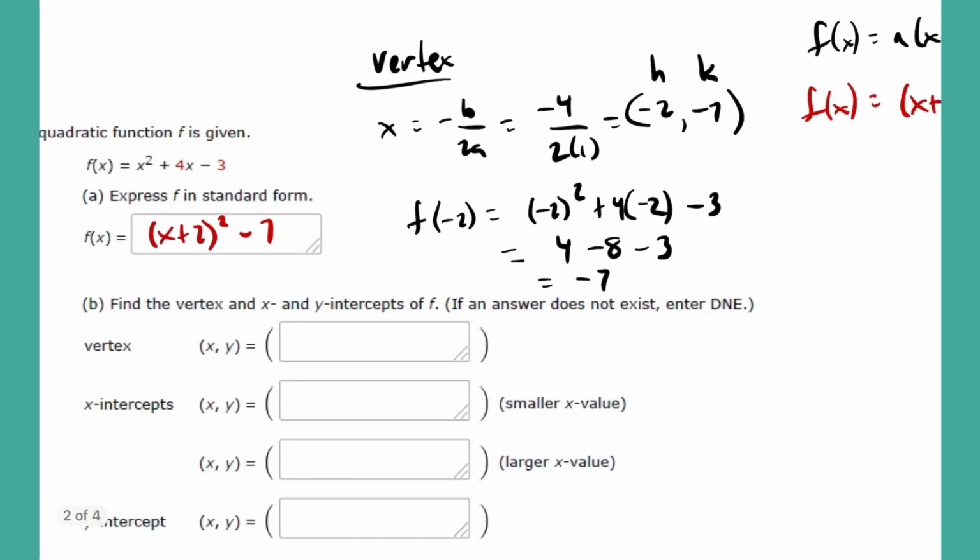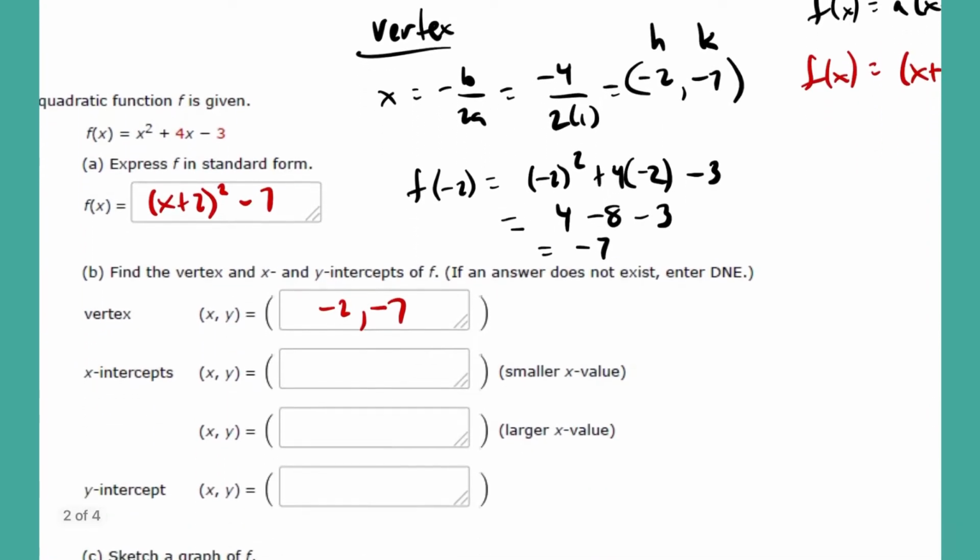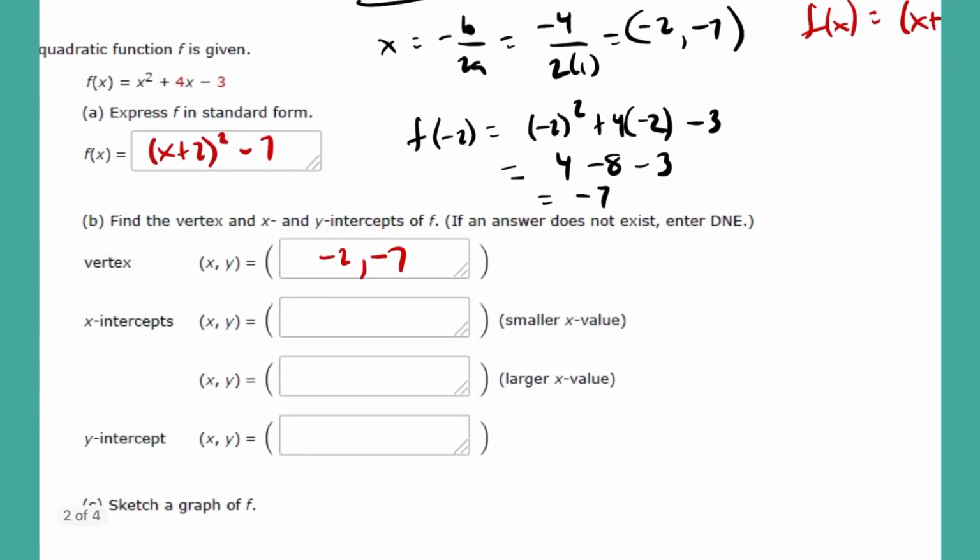The vertex, we already found that to be negative 2, comma, negative 7. For the x-intercepts, this looks like we can factor this. If you factor it, you're going to get x minus, let's see, is that factorable? Actually, I don't think it's factorable. So you can set this one equal to 0 and solve, or you can set the other one equal to 0 and solve. I would recommend setting that one equal to 0 and solving. It's a little easier.